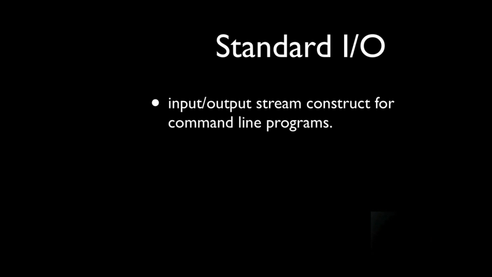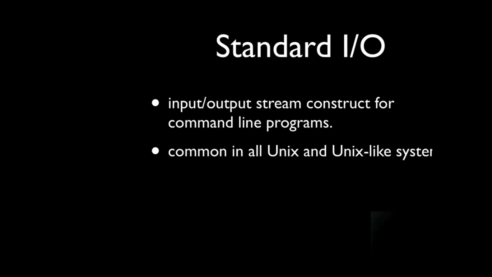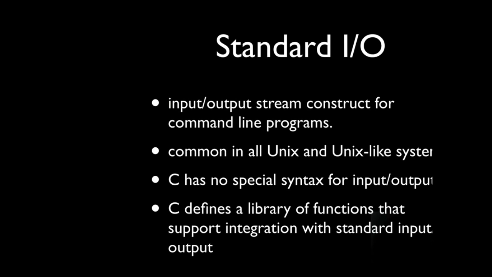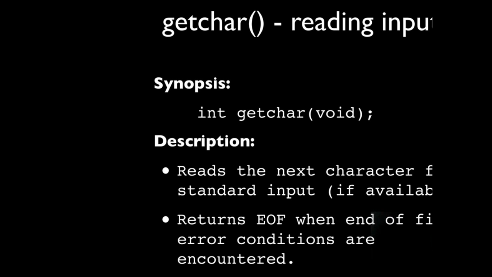The notion of standard input and output relates to command line programs, and it's a notion of an input and output stream that command line programs can read from and write to. This is common in all Unix and Unix-like systems such as Linux. Now, the C language doesn't actually have any special syntax for input and output. Instead, C defines a library of functions that support integration with standard input and output, as well as functions for interacting with input and output with regard to files.